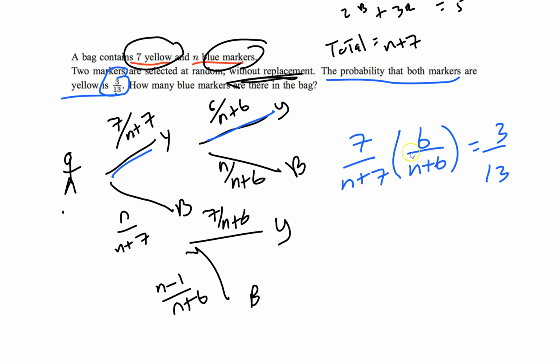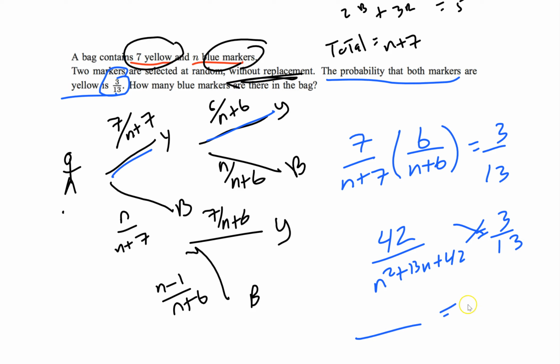If I want to simplify that a little bit more, it would be 42 over n squared plus 13n plus 42 equals 3/13. Probably do a little cross multiplication and get something equals something, then set equal to 0, and solve. It looks like it's going to be kind of ugly. I would also use a calculator, y1, y2. But that's a video for another day. And we are done here.